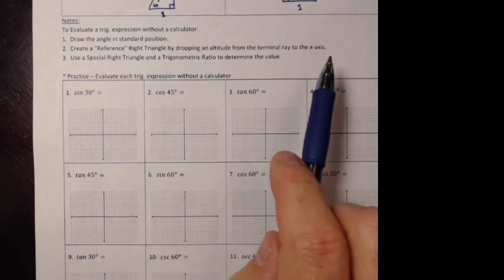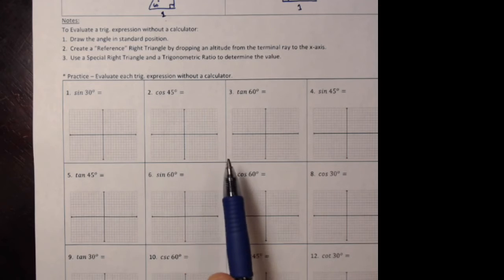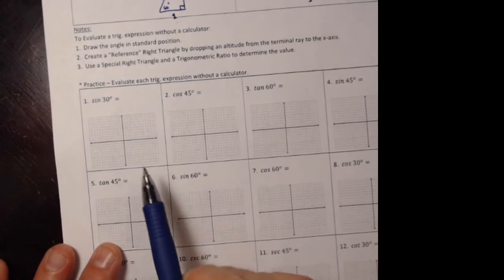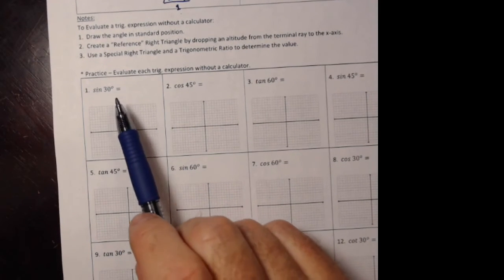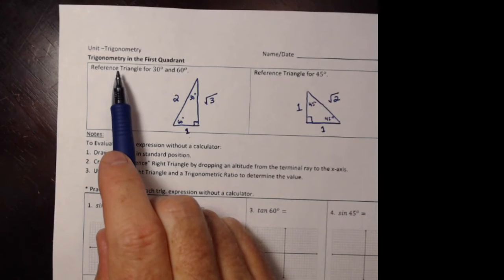Now all these others, and there's some directions here. You can read those as you want. I'm not going to read them to you. I'm just going to talk you through a couple of these problems here. First thing, make sure that you draw. We're going to draw all these in the first quadrant. This is trig in the first quadrant.